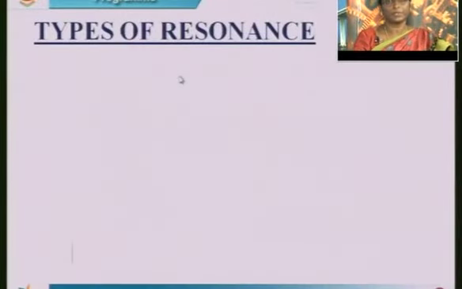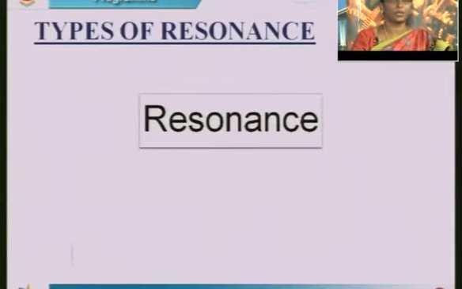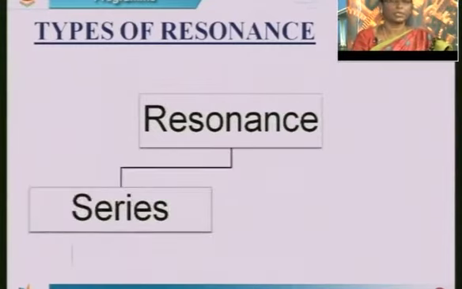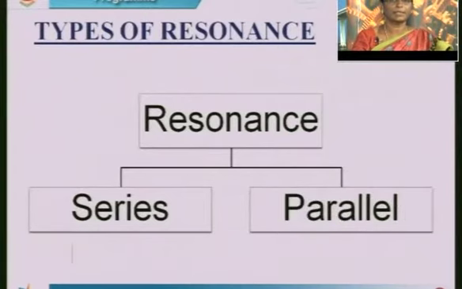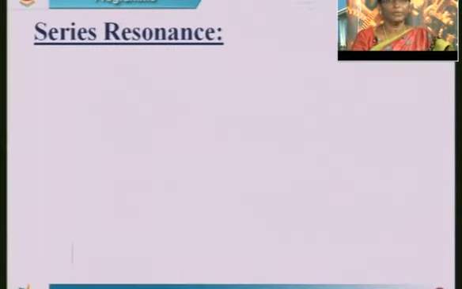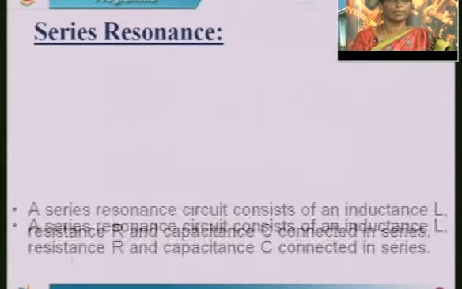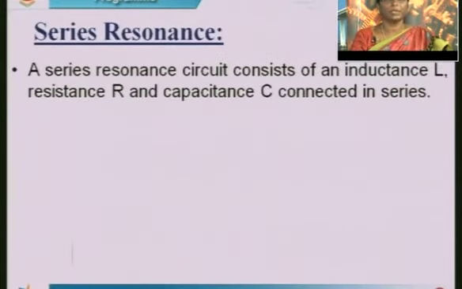What are the types of resonance circuits we are going to discuss? We are going to discuss two types of resonance circuits. One is the series resonance and the other is the parallel resonance. We will discuss the series resonance circuit first. So, the name indicates what the series resonance circuit is.